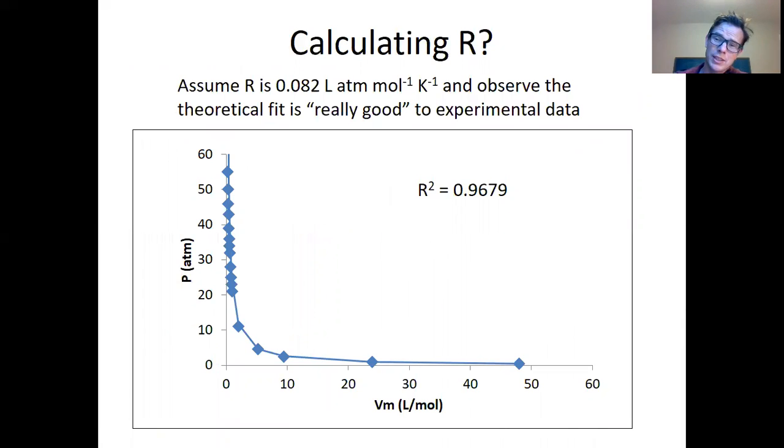Here's another way that you might do it. I'm going to assume that R is 0.082 liter atmosphere per mole K. And I'm going to make a graphical plot, a Boyle's law plot. So I put P on the y-axis and the volume on the x-axis. The solid points are the experimental data points. The solid line is the theoretical prediction based on the ideal gas law if I assume this value.